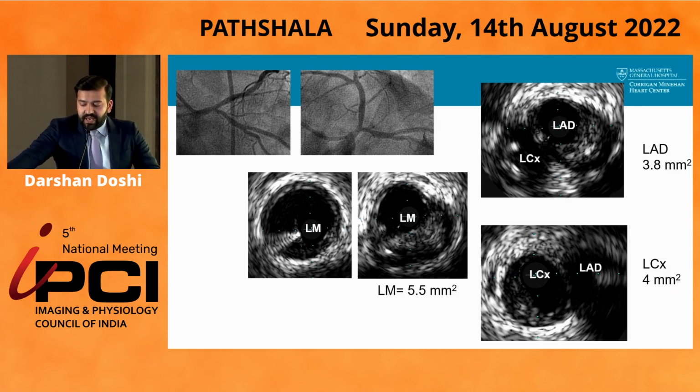Let's take a look at this case. There is a distal left main disease with LAD disease and circ disease on IVUS, which incidentally you can't really appreciate as well on angio. But what you find is that the distal left main has an area of 5.5, so you know you're going to treat that. There's some disease in the LAD, there's some disease in the circ. The area in the LAD is 3.8, and the circ it's 4. So it's sort of borderline, and whether this should be treated or not.